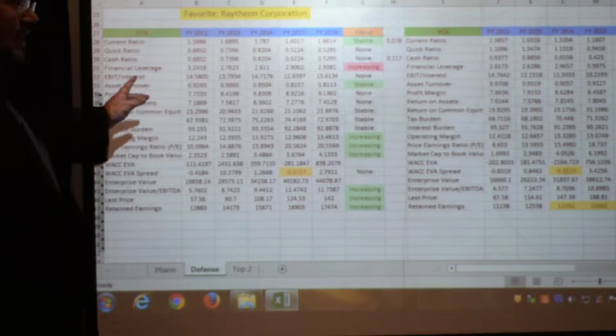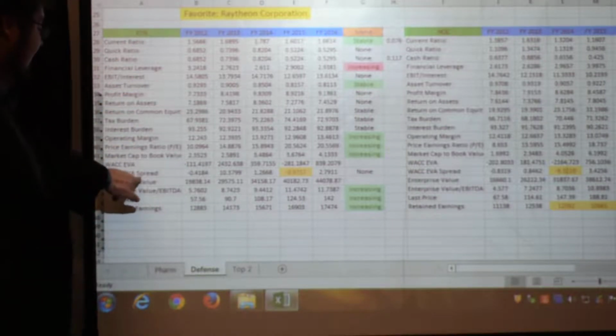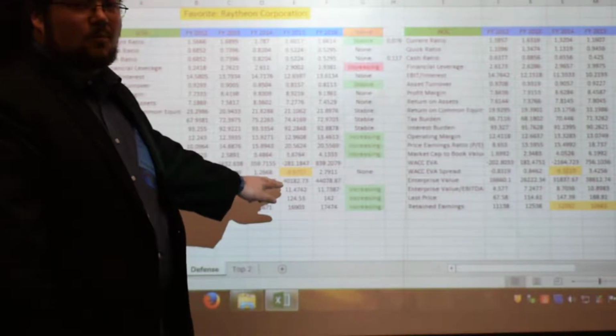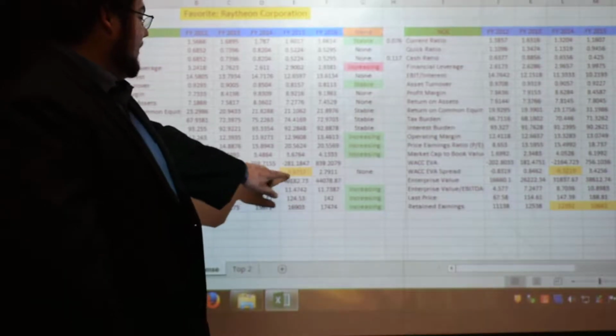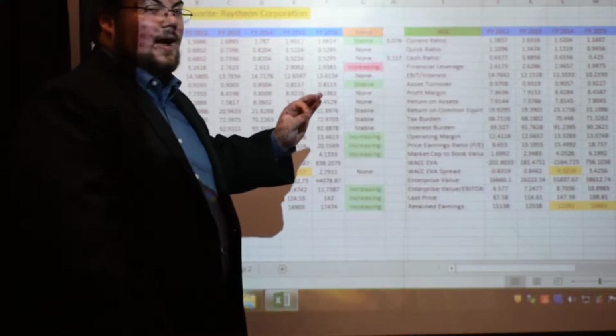And it turns out to be Raytheon. So we're going to go through Raytheon. What's the thing we don't like? All right, our EVA spread. And our EVA spread was negative, less than 1%. Now, I get a company can have a bad year, and then they rebounded back immediately after with a 2.8% year value. I'm cool with that.